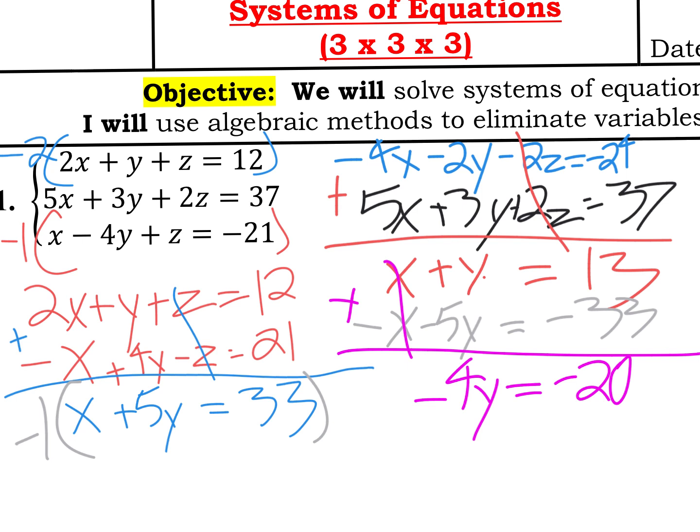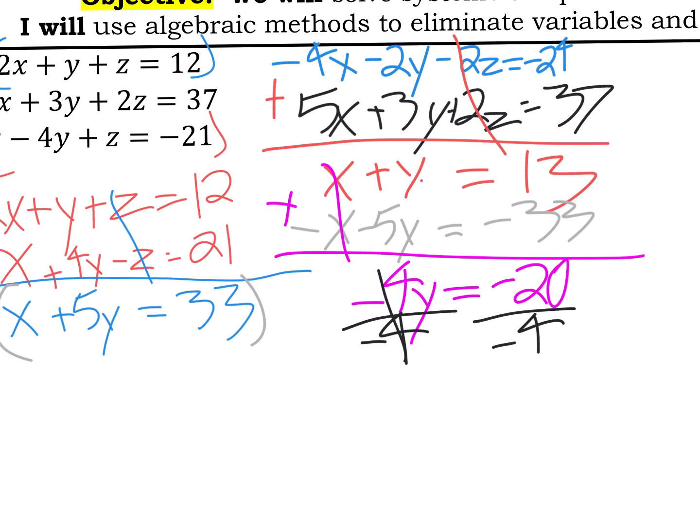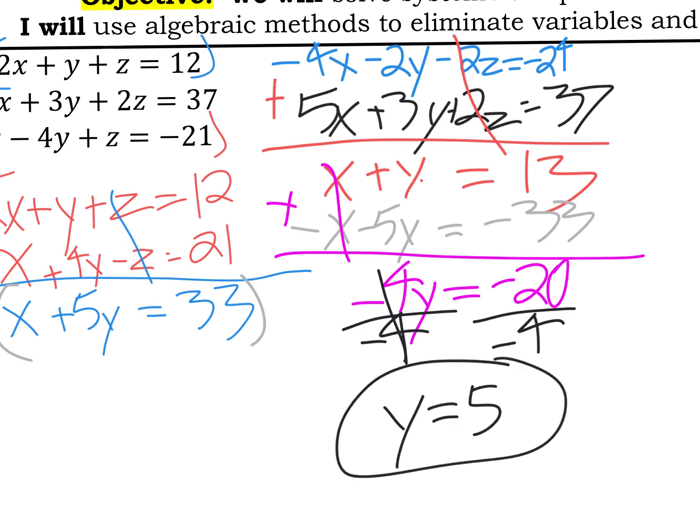And so I'm always going to separate a number and a letter by dividing them because negative 4y means negative 4 times y. And so the opposite of that would be to divide them. And so dividing both sides by negative 4 will produce positive 5. So I get y equals 5.